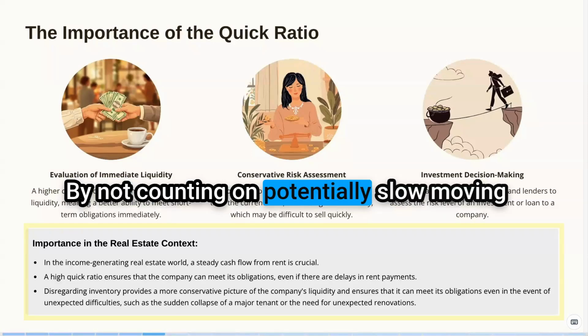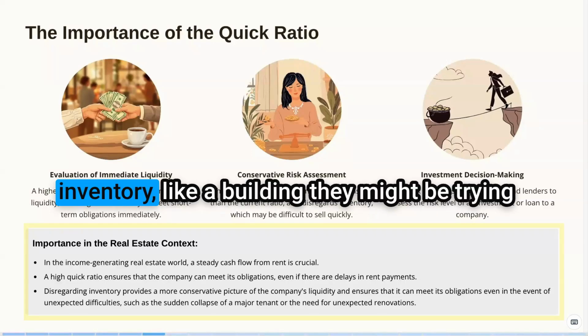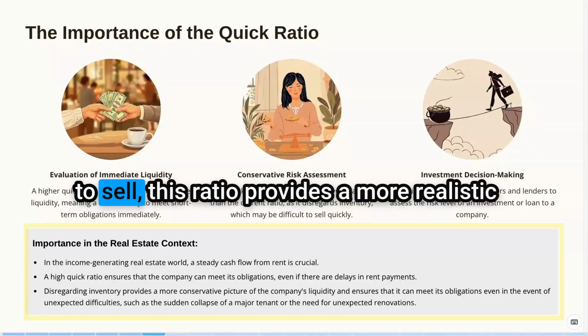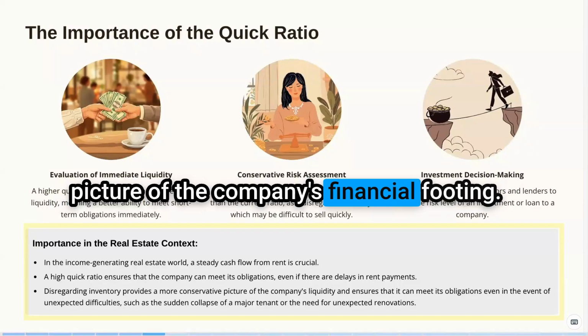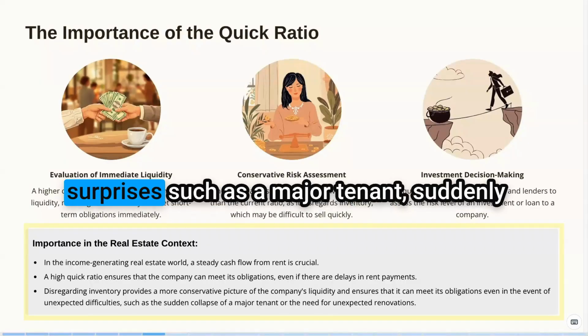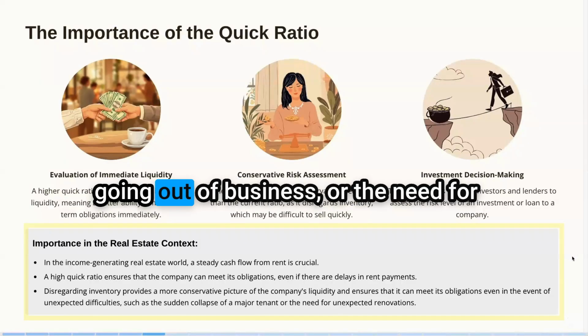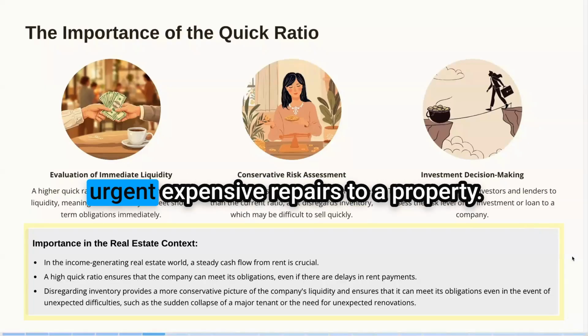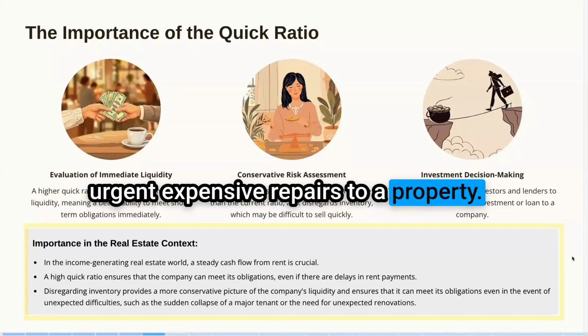By not counting on potentially slow-moving inventory, like a building they might be trying to sell, this ratio provides a more realistic picture of the company's financial footing. It shows if the company can handle surprises, such as a major tenant suddenly going out of business, or the need for urgent, expensive repairs to a property.